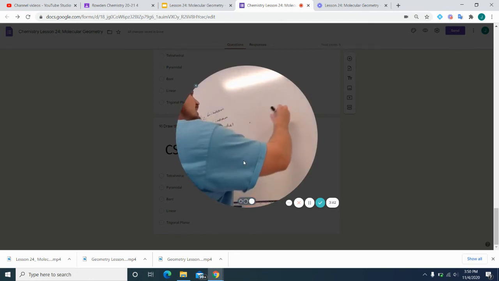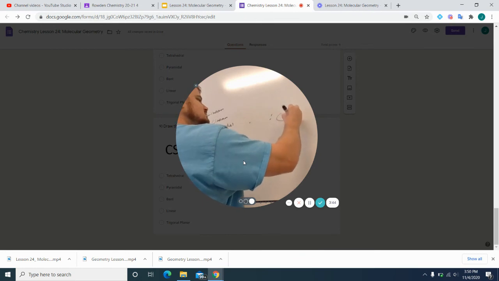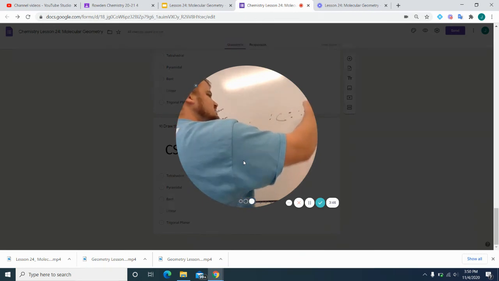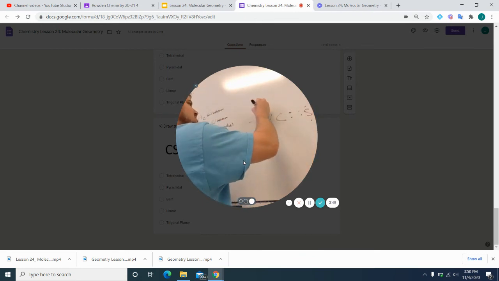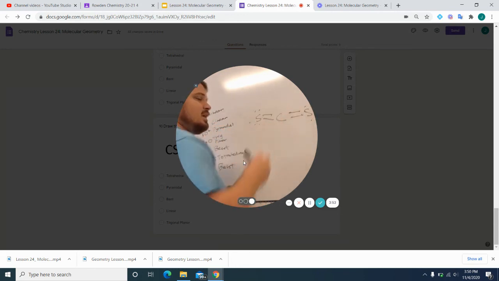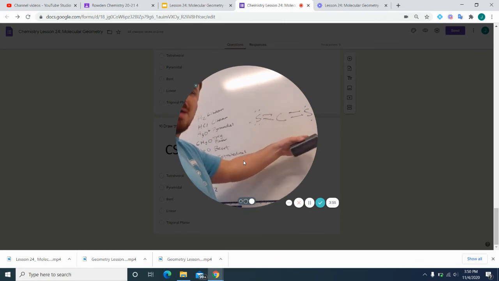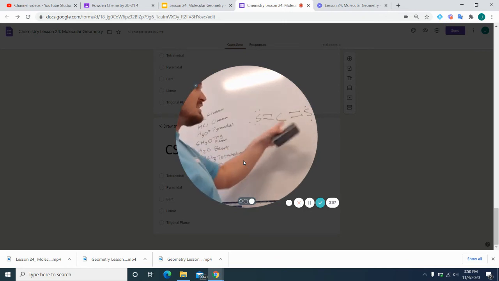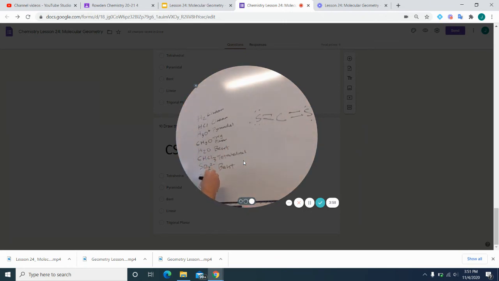CS2, so we have C, we have S, we have S, and so we double bond. Look at that, you have 2 atoms bonded to the central atom, but this has no extra electrons, so it actually ends up being linear.